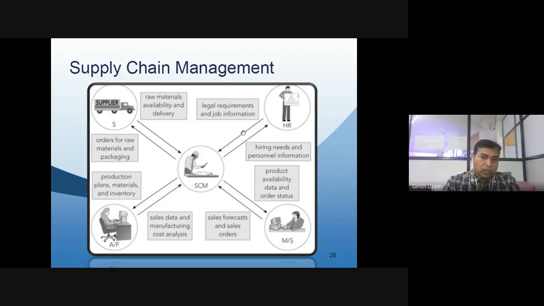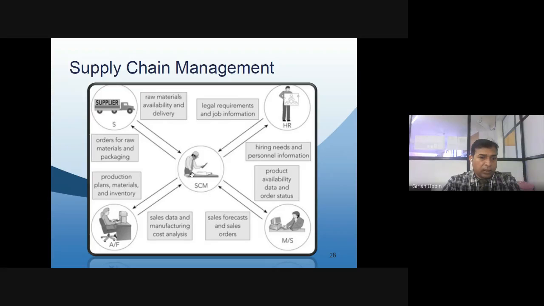So this interaction will happen with all the departments. HR will interact with all the other three functional areas for the requirement of the human resources, and what kind of job requirement is there, and they do the recruitment and the training. So supply chain management, he will order for the raw materials and the packaging, and he will get the delivery of those things.